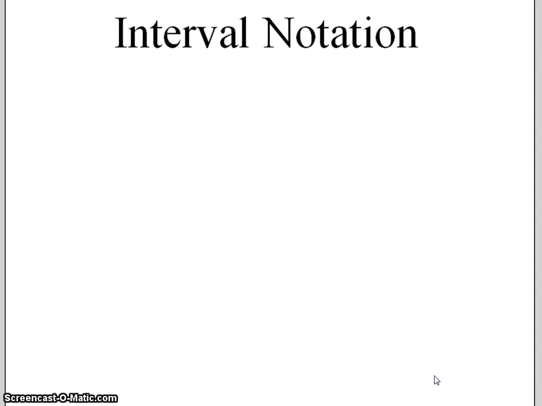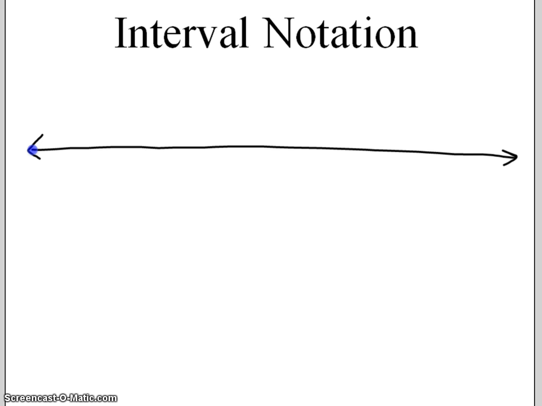Interval notation. First of all, to help us understand interval notation a little better, let's draw a number line, because interval notation really just describes a set of numbers that are between two distinct real numbers. On a number line, we could put 0 in the middle and go 1, 2, 3, 4 to the right. This is our real number line.